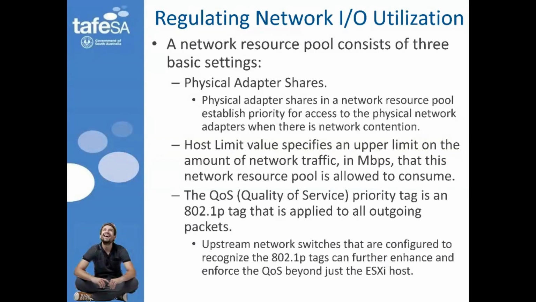So the quality of service priority tag is a 802.1p tag. So you guys have learned about quality of service in your Cisco, right? So that's a tag that the Cisco devices recognize and give high priority to in the traffic. So if our host is capable of putting this tag on, that means all across the network, the upstream network switches are also configured to recognize these tags, which further enhances the enforcement of the quality of service.